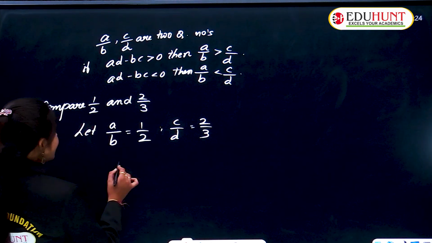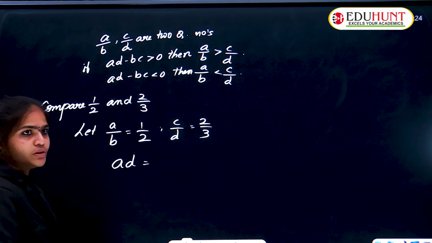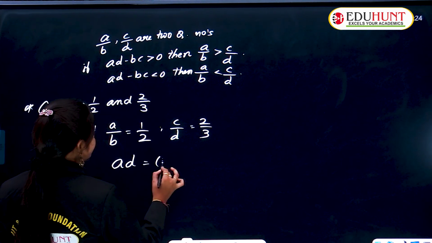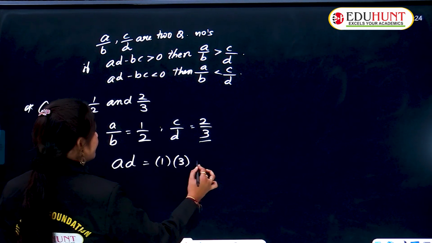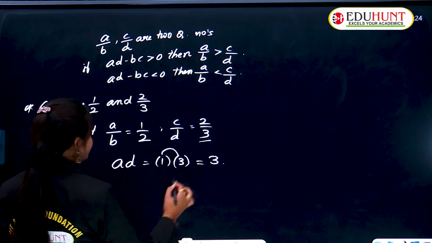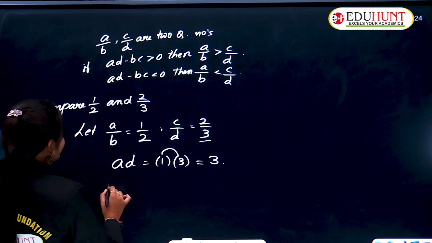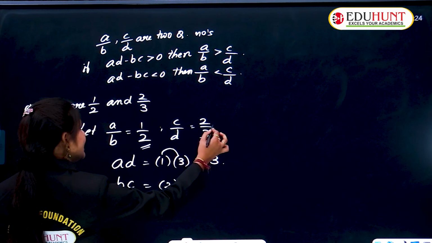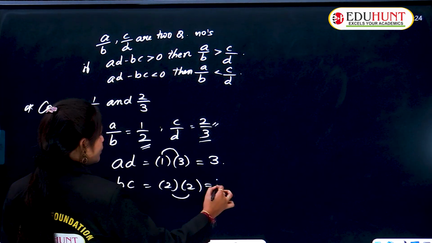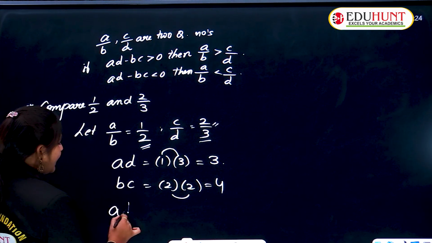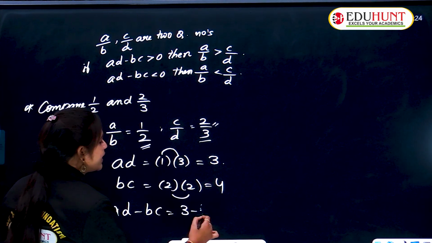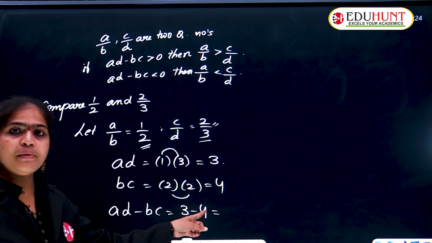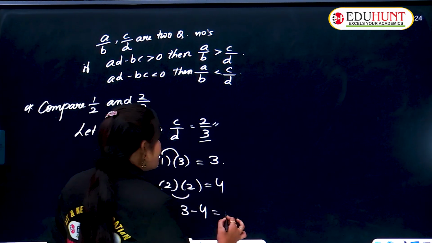Clear? Now what is the condition? We have to take the ad value first. What is ad? a is 1 into d is 3, which equals 1 into 3, which is 3. That is the value of ad. Now bc: b is 2, c is also 2, so 2 twos are 4. Now ad minus bc is equal to 3 minus 4. In integers we learnt that 3 minus 4 is equal to minus 1.